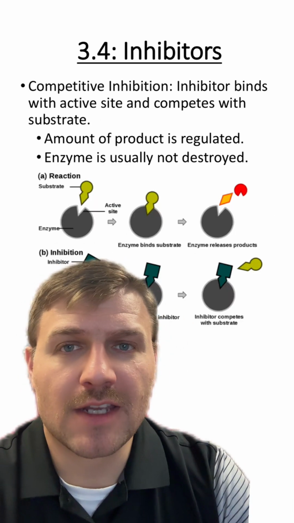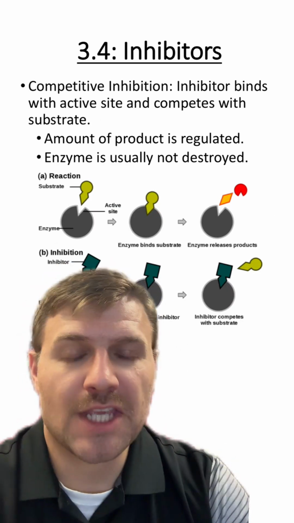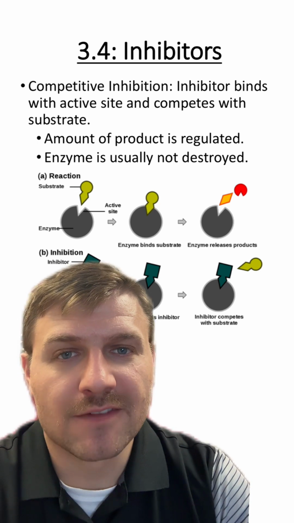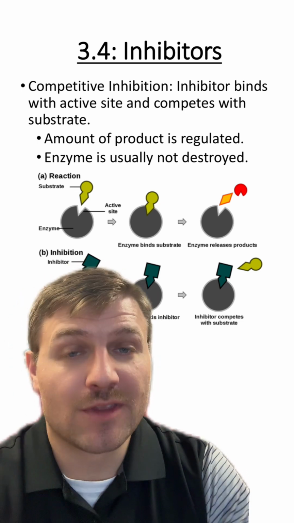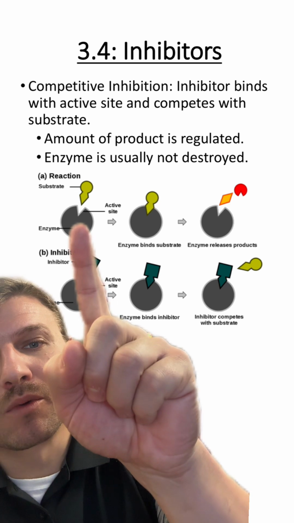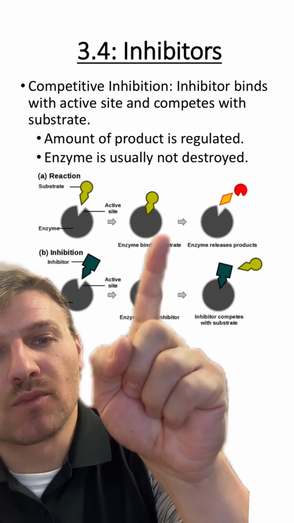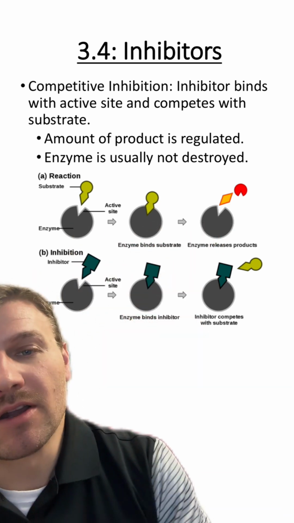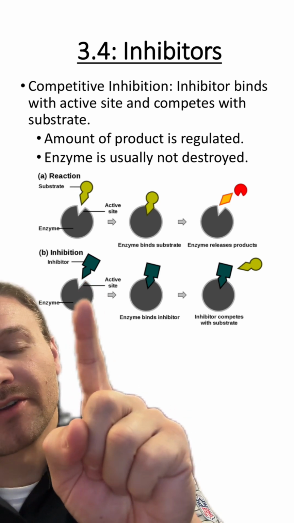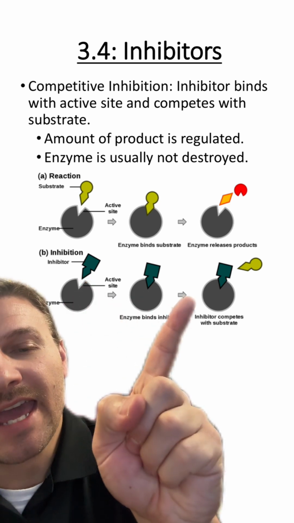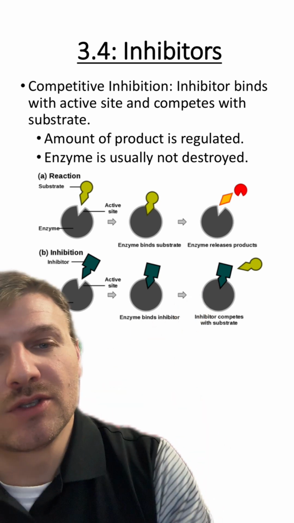Our first type of inhibitor is called a competitive inhibitor. This is where the inhibitor is going to bind with the active site and actively compete with the substrate. You can see in our normal reaction, our enzyme is going to break this molecule apart. But in our inhibited reaction, this inhibitor is going to come in and bind with that active site and not allow the substrate access to the active site.